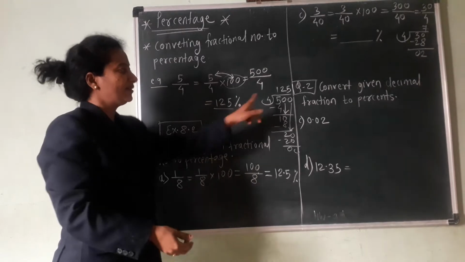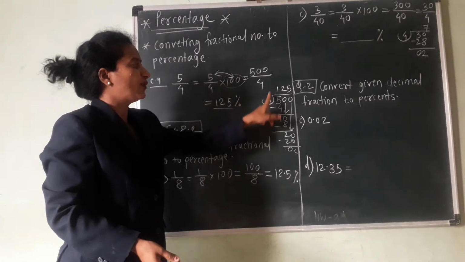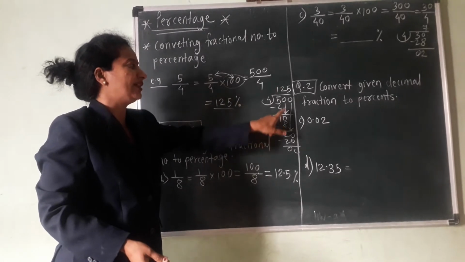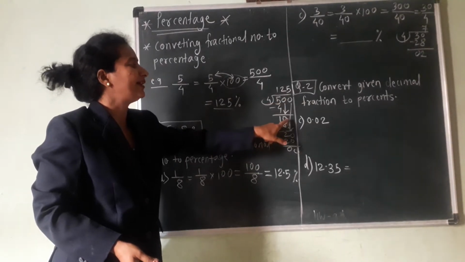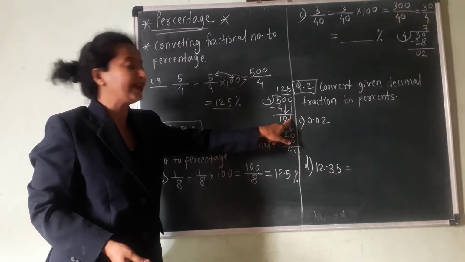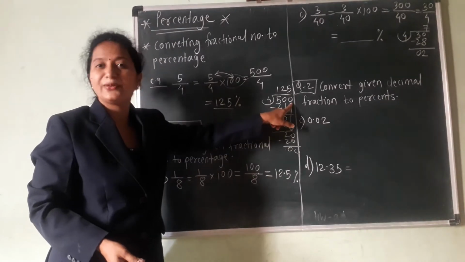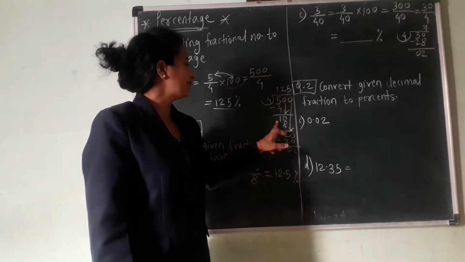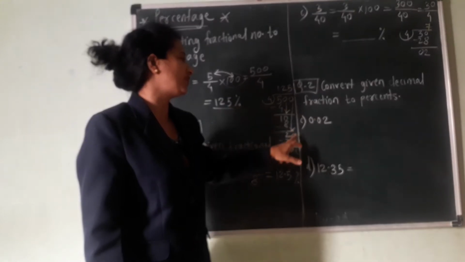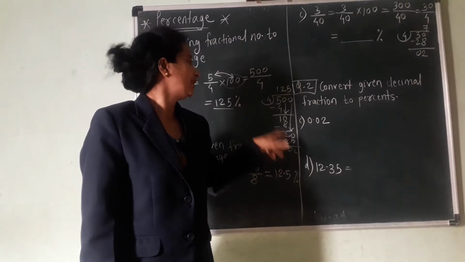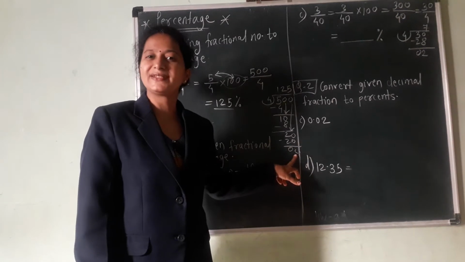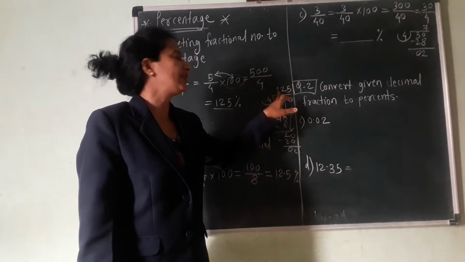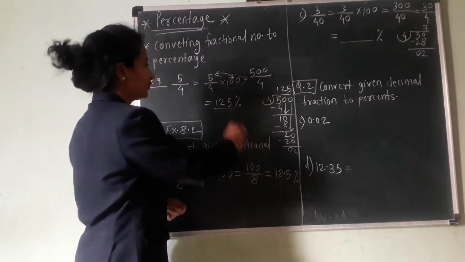How is it here? 4 ones are 4, 5 minus 4 will be 1. Bring down the 0, here will be 10. 4 2s are 8, so 10 minus 8 will be 2. Bring down the next 0. Then the number 20 will form. Obviously 4 5s are 20. Here you will get a remainder of 0. And the quotient is 125.